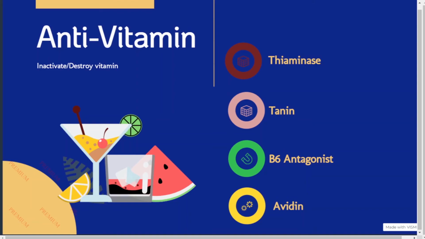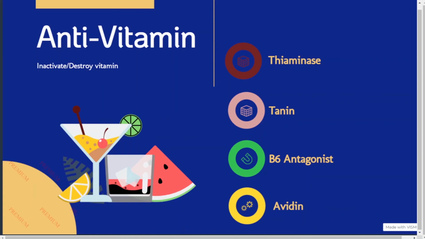Tannin destroys thiamine. See, tannin, what do they do? They destroy thiamine. Why is thiamine essential, or what is the function of thiamine? It helps your body make proper use of carbohydrates. Thiamine is involved in helping your body make proper use of carbohydrates. That is the function of thiamine.